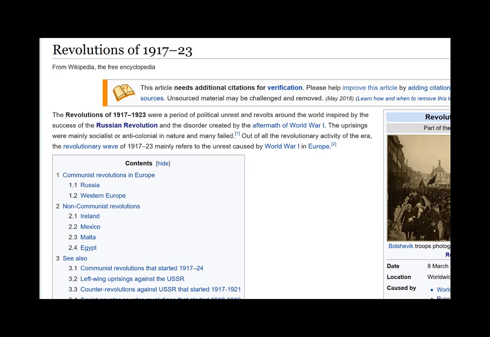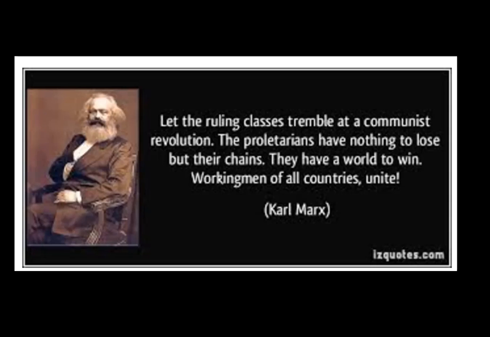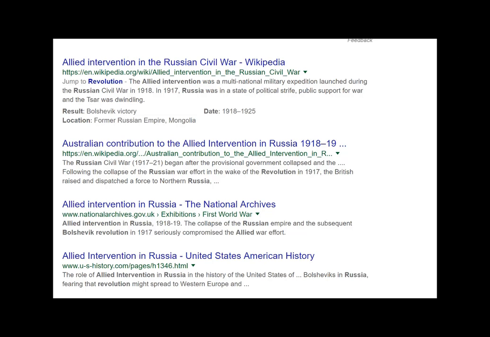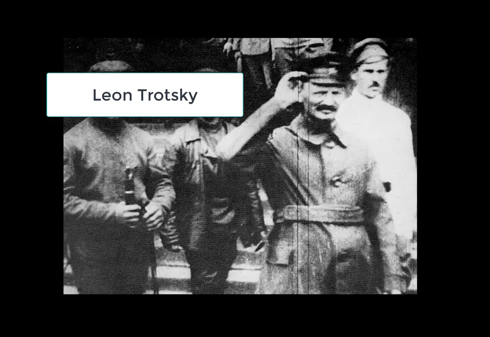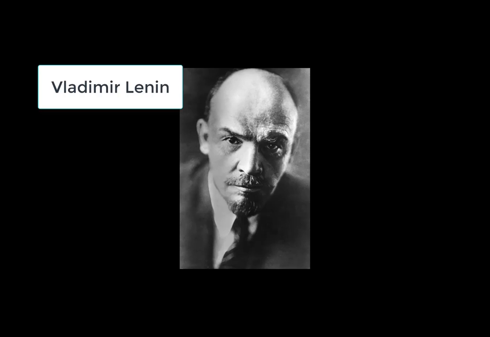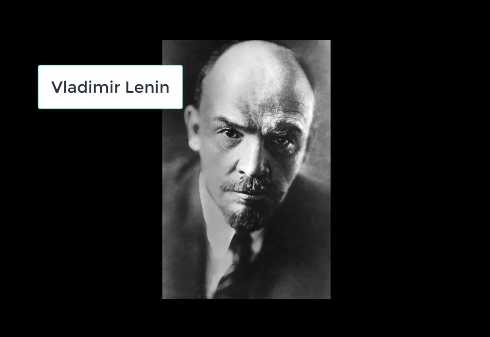Okay, so when all this was going on, of course, you've heard the phrase, let the ruling classes tremble. Well, the leaders of countries all around Europe and in Asia as well were quite concerned about all of this, and there was a backlash within Russia. There was a civil war where those opposed to the revolution fought. They were called the Whites, and they fought against the revolutionaries, who were called the Red Army. The Red Army was led by a guy called Leon Trotsky, who lived from 1879 to 1940. He was one of the leading revolutionaries alongside Vladimir Lenin, who was the major leader of the Russian Revolution.